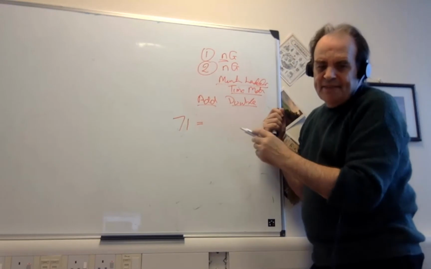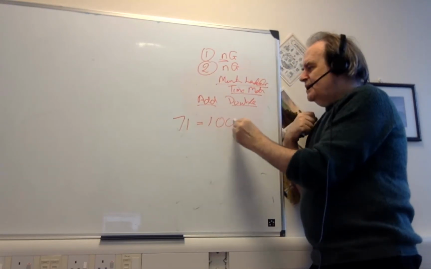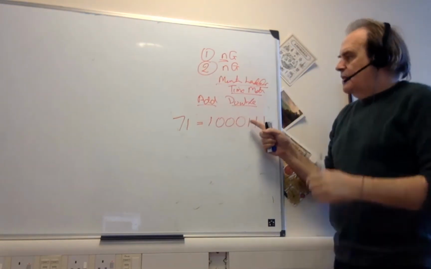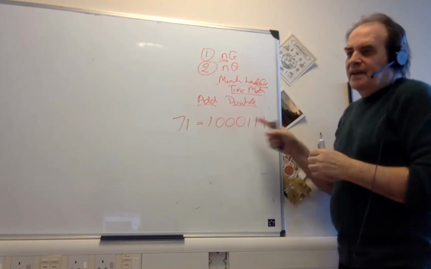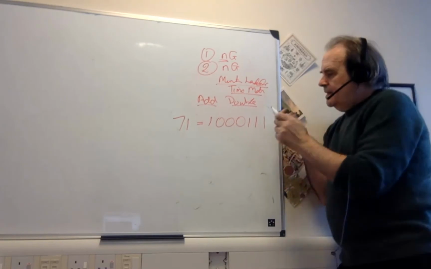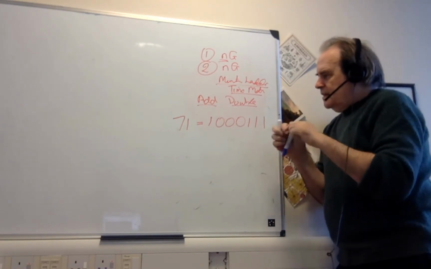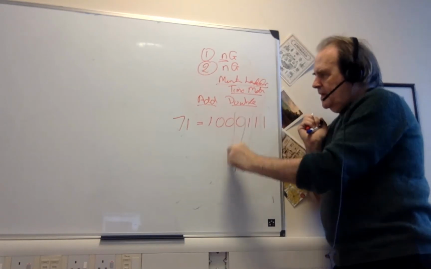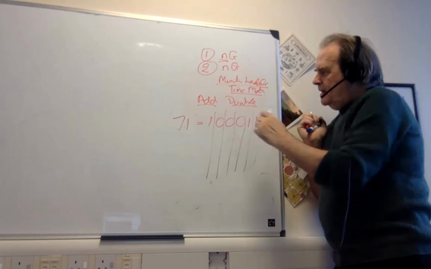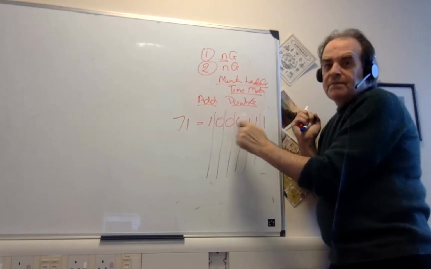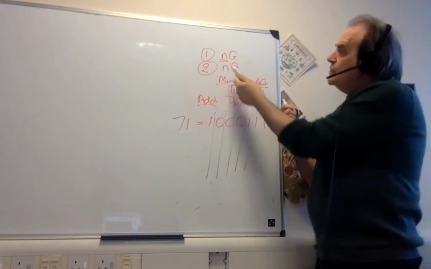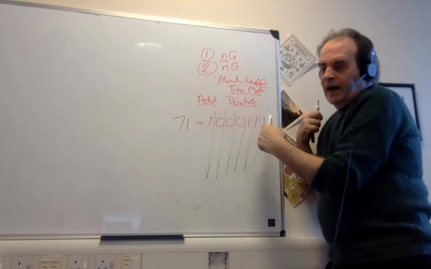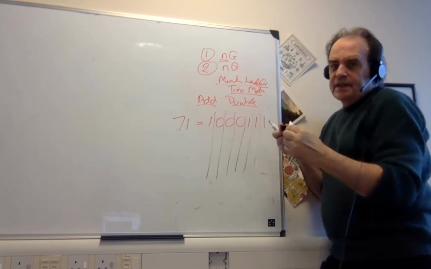So 71 in binary is 1000111. It's a 1, a 2, a 4, and 64 gives us 71. So what we do is that we take each bit one at a time, and the number of operations that we'll do is the number of bits that we have in our value. Normally that will be 256 operations, but we've only got 7 bits here.